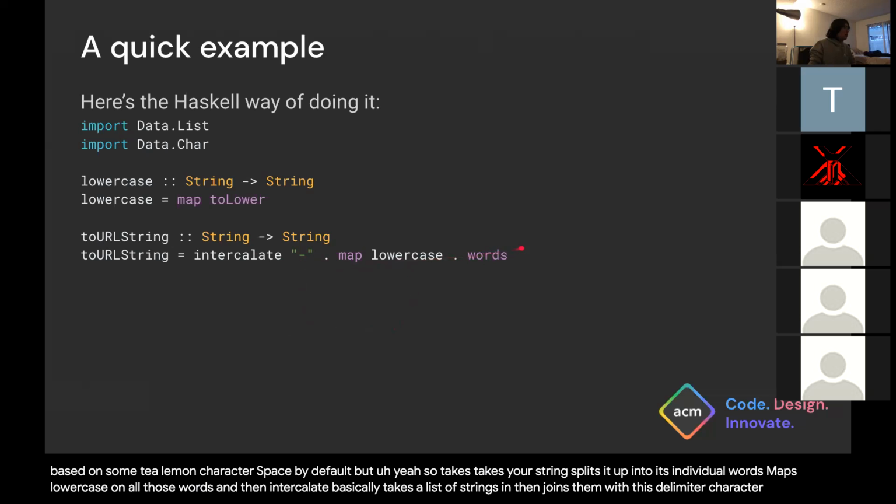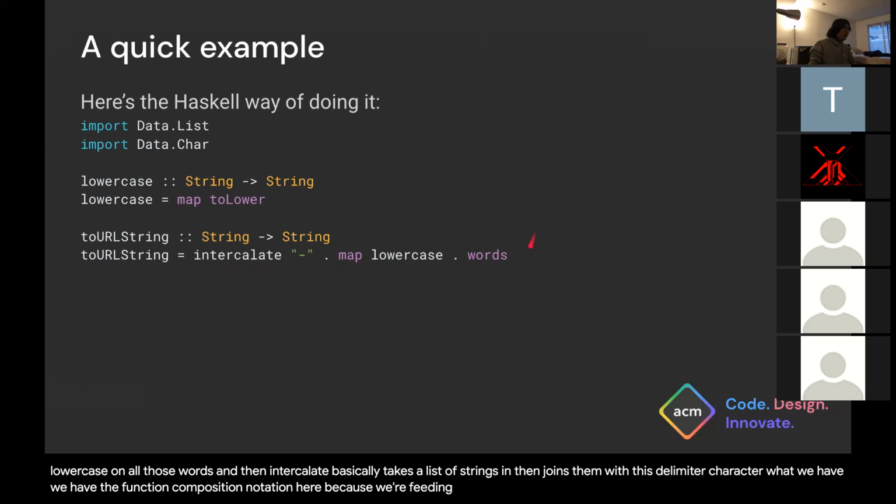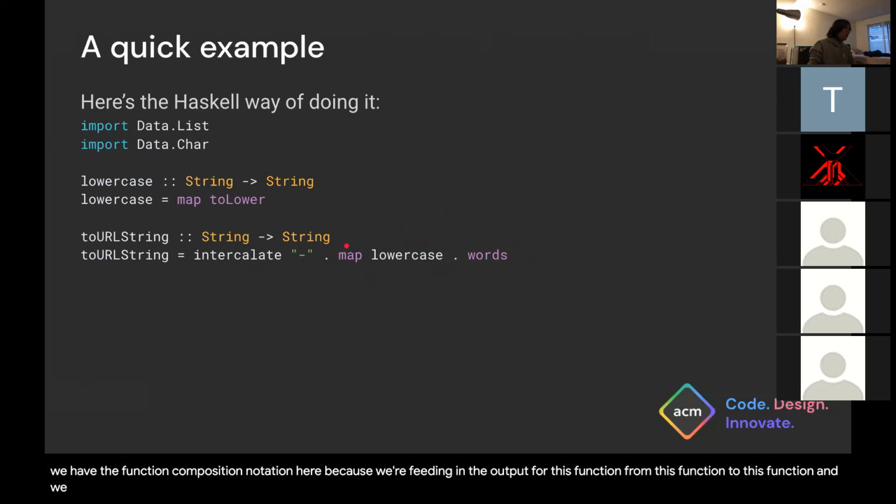So yeah, as you can see, we have the function composition notation here because we're feeding the output from this function to this function, and we feed the output from that function to this function. Yeah, that's basically it for composition.